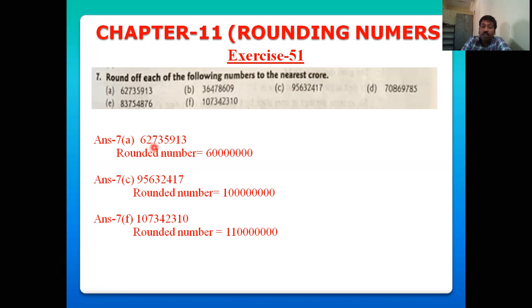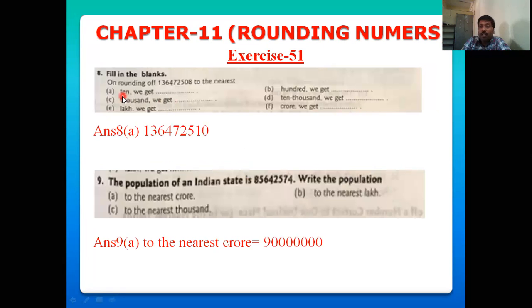So we will write 6 as it is and count the number of digits after this 6 in the same way: 1, 2, 3, 4, 5, 6, and 7. Write 7 zeros after it. Okay. So in this way we can solve question number 7A, 7C, and 7F. Understood, guys? Now see question number 8.